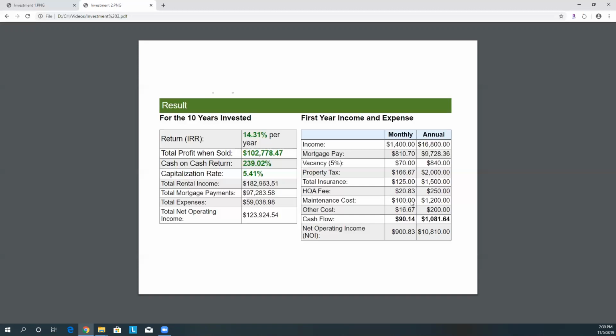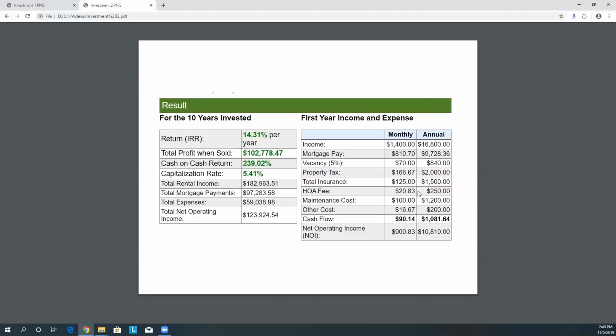And then your maintenance costs at $100 per month, that's money that you're putting aside. And then your other cost of $1,667, giving you a cash flow of $90.14. Net operating income, $900. Now, I would go back on this particular one and change this HOA fee to $250. Leaving it at $20 to me is not an accurate number. That's not going to give me an accurate number, and if I'm investing in this property, this would be too low for me.